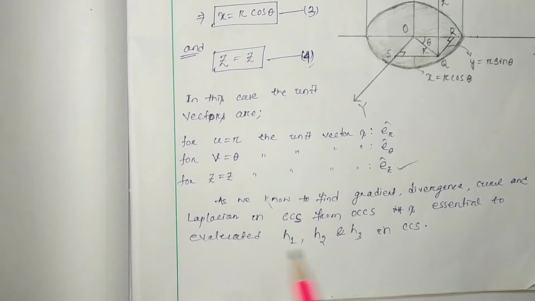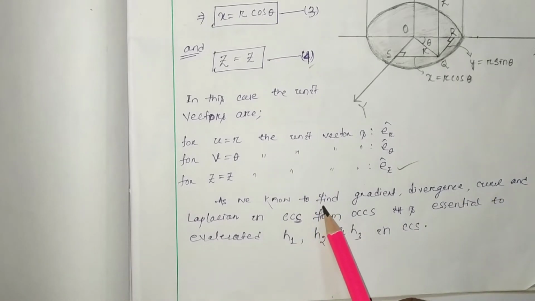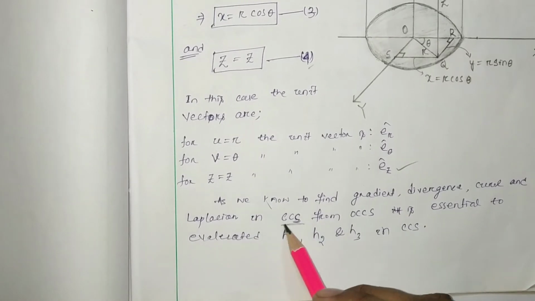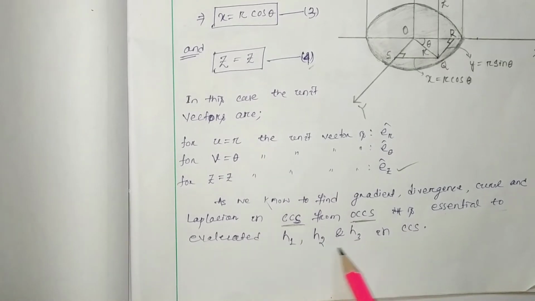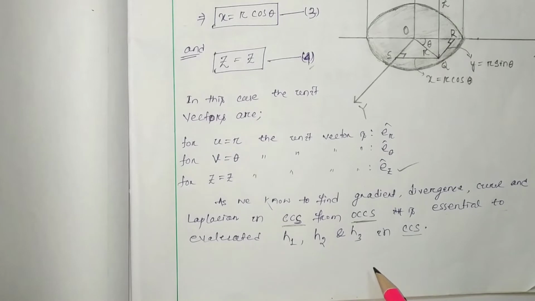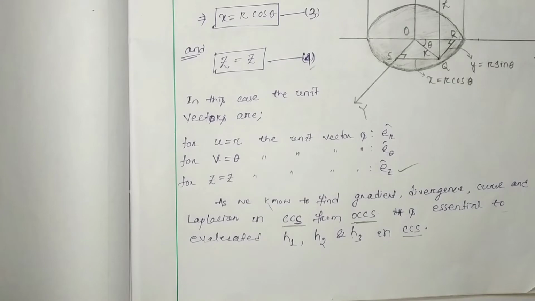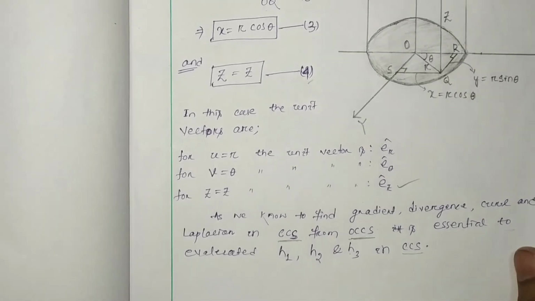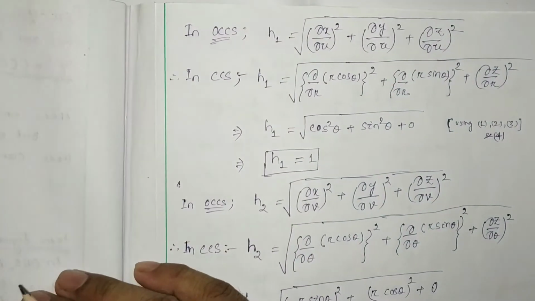As we know, previously we discussed that to find the gradient, divergence, curl and Laplacian in the cylindrical coordinate system from the orthogonal coordinate system, it is essential to evaluate h1, h2, h3. In an orthogonal coordinate system, the h1, h2, h3 parameters have to be evaluated. We evaluated them in our last class for the spherical polar coordinate system. Here we are going to find them for the cylindrical coordinate system.